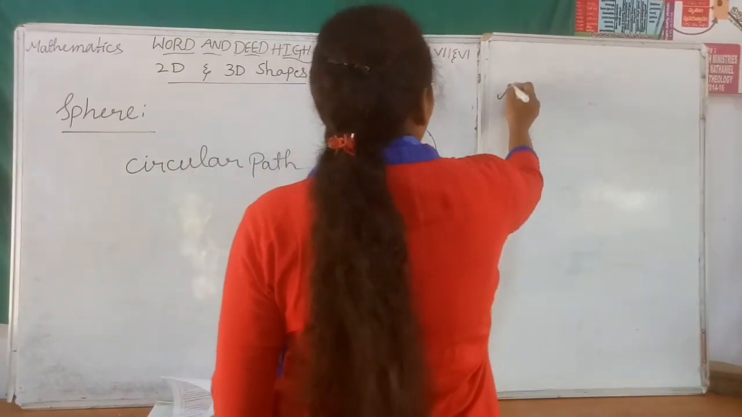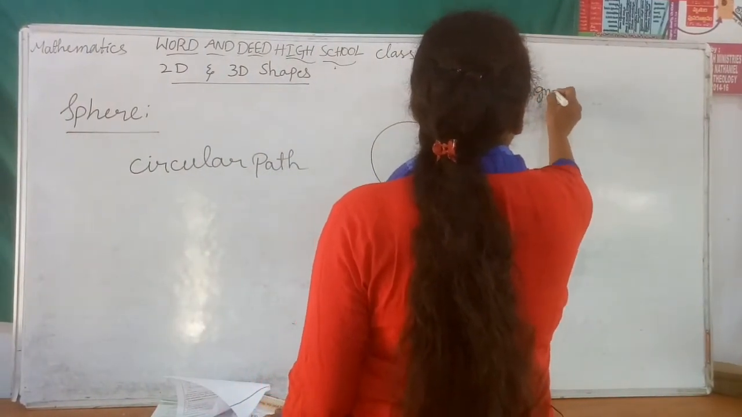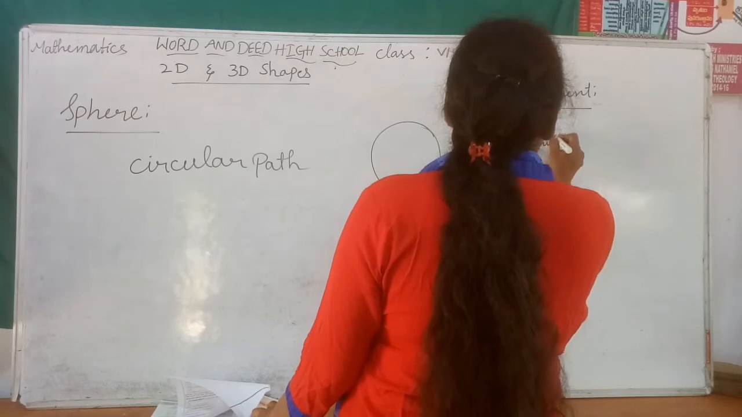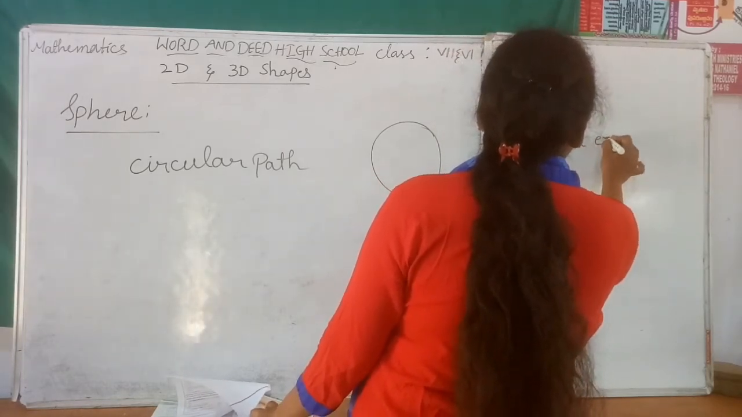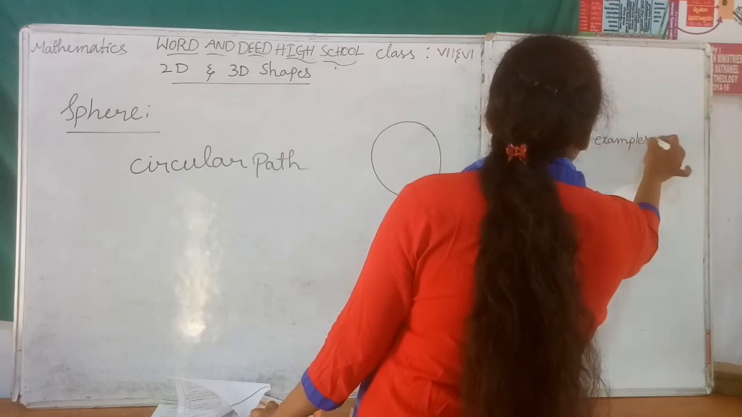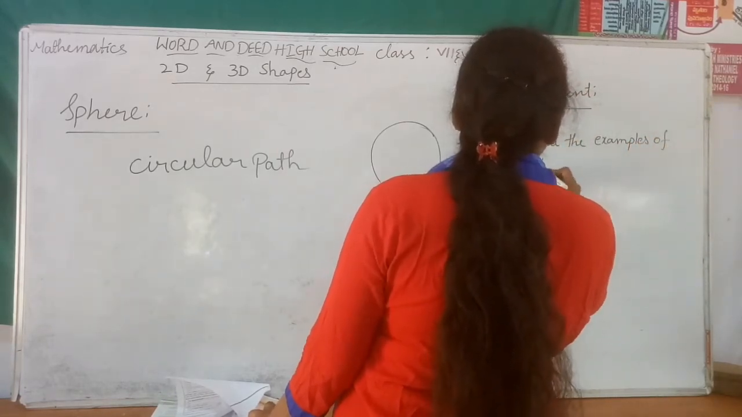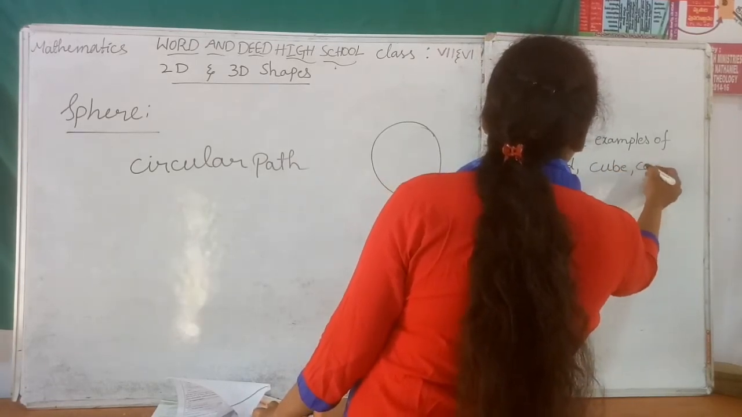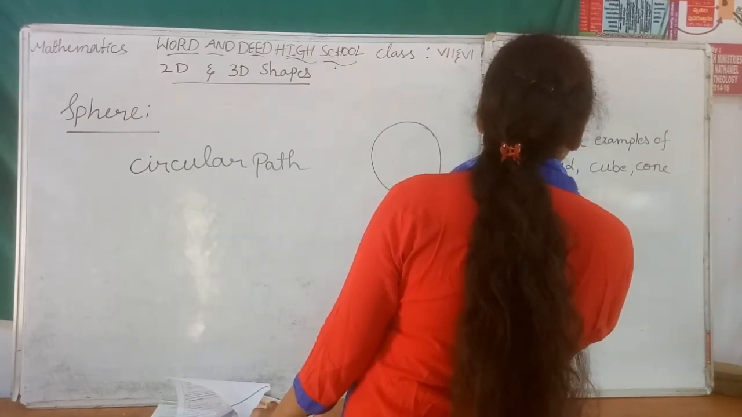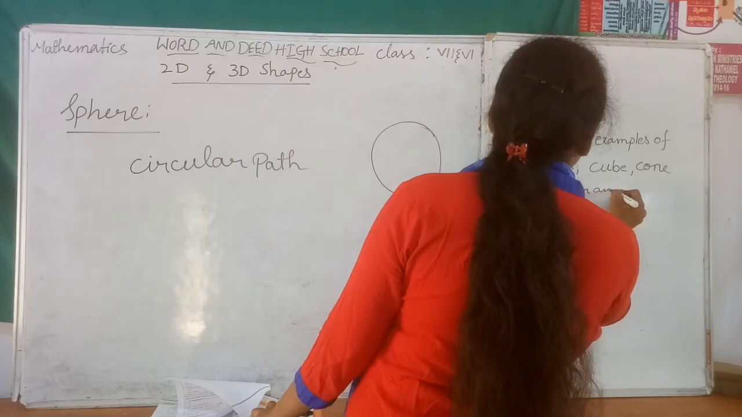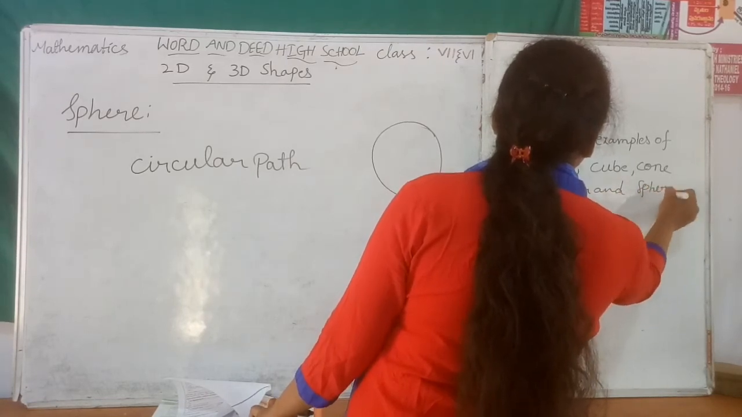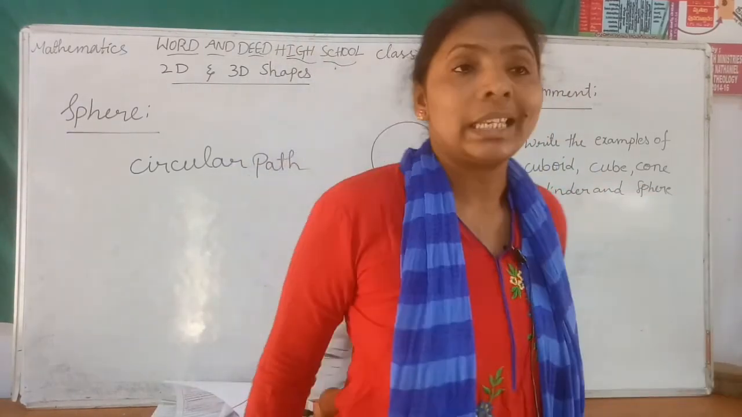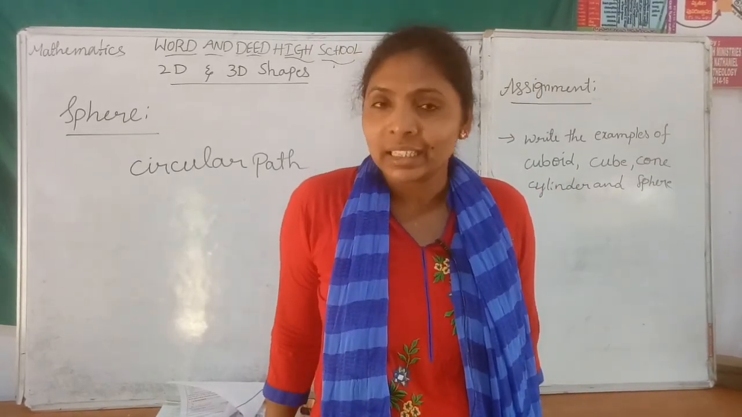A small assignment I will give you. Write the examples of cuboid, cube, cone, cylinder and sphere. I hope you understand, children.